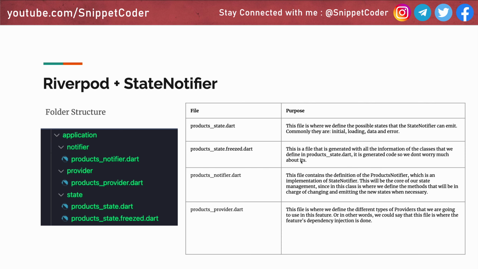Then we have our product_notifier.dart file, and basically this file contains the definition of the product notifier, which is an implementation of the StateNotifier, and this will be the core of our state management. This is the class where we define the method that will be in charge of changing and emitting the new state when necessary. Then we have the product_provider.dart file, and this file is where we define the different types of providers that we are going to use in this feature, or in other words we could say that this file is where the feature dependency injection is done. So now let's move further.